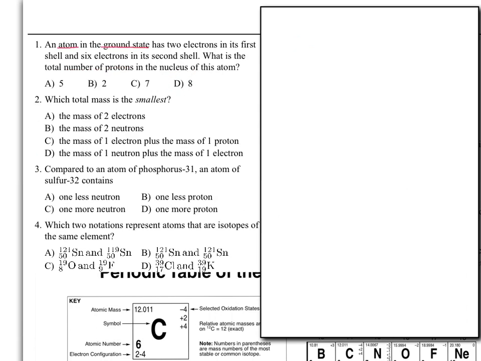In question number 2, they ask about which has the smallest mass. We're looking here at subatomic particles. Let's make a chart. So the 3 major subatomic particles are protons, neutrons, and electrons. Recall that protons have a positive charge, neutrons have a neutral charge, and electrons have a negative charge. The mass of a proton in atomic mass units is approximately 1, as is the mass of the neutrons, while the mass of an electron is negligible, or essentially 0.